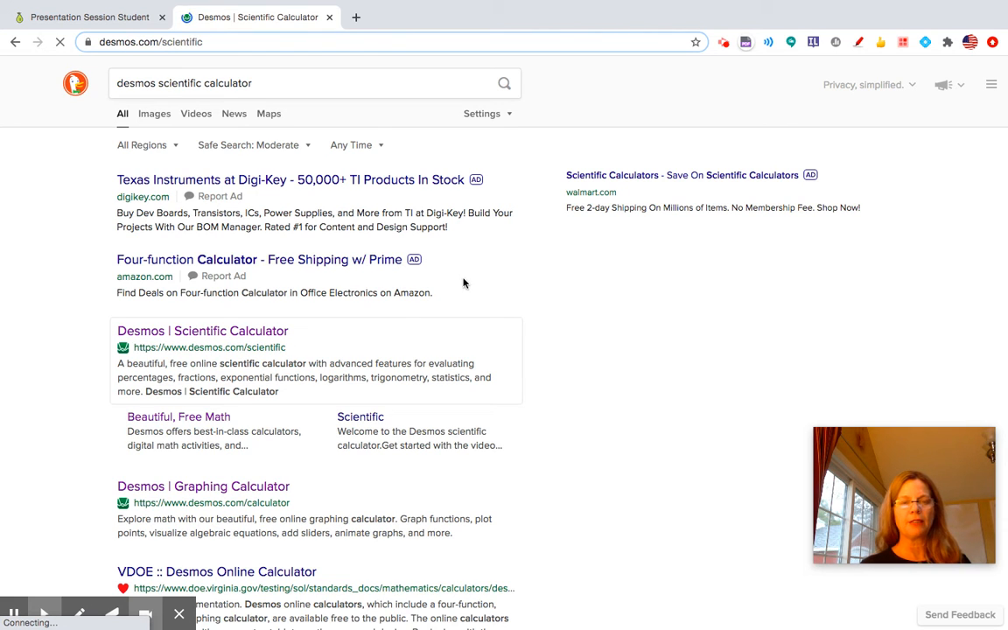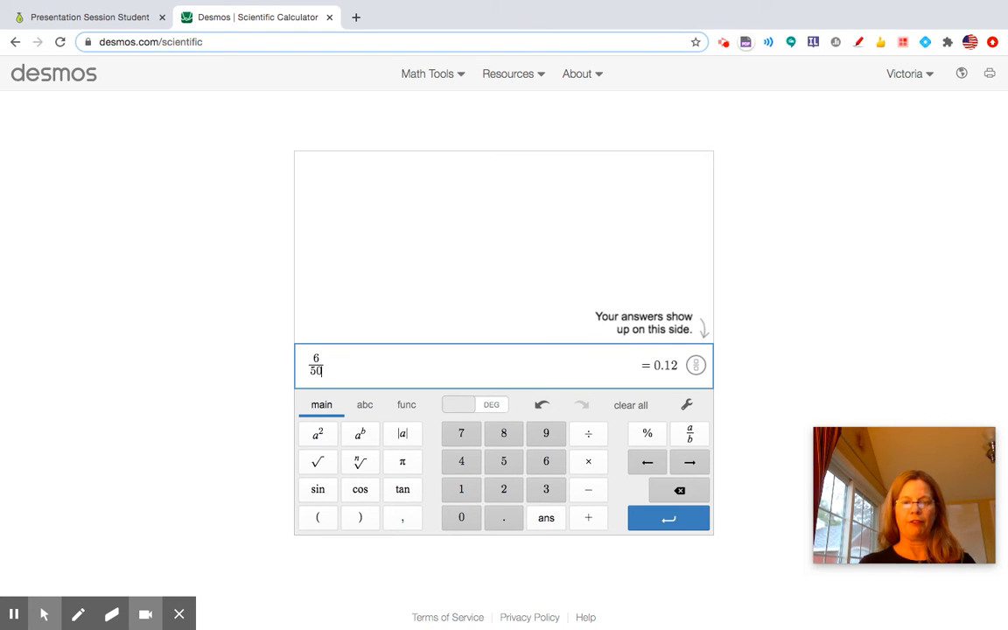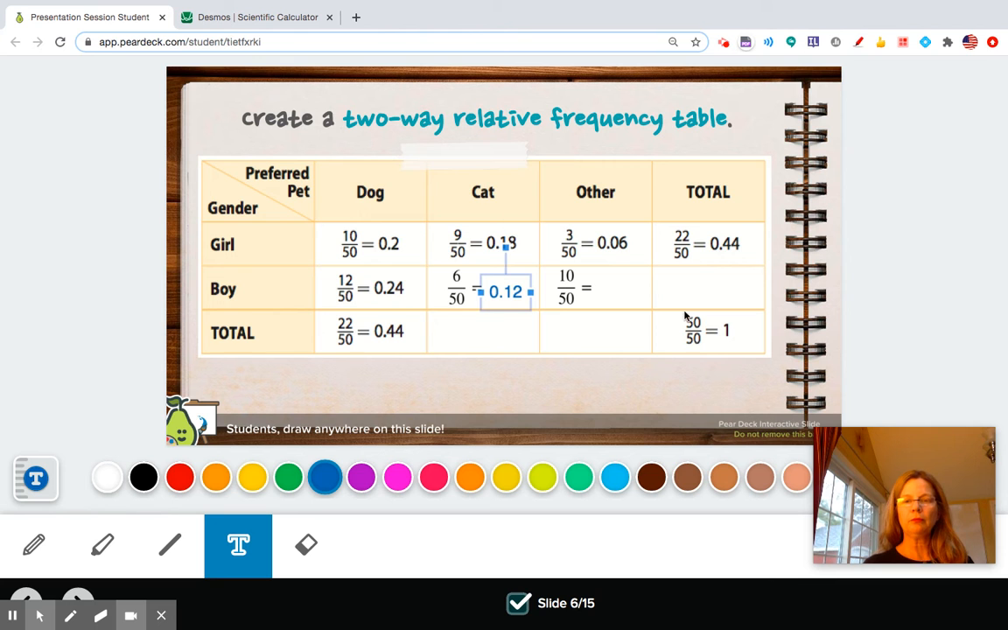I like this Desmos Scientific Calculator. It works really well. We can do 6 divided by 50, and we get 0.12. All right, I'm going to get a denominator of 100. 10 over 50 is the same thing as 20 over 100, or 0.20. We could also say 0.2. And when I add across, I have 18 plus 10 is 28 over 50. That will be the same thing as 56 over 100, or 0.56.